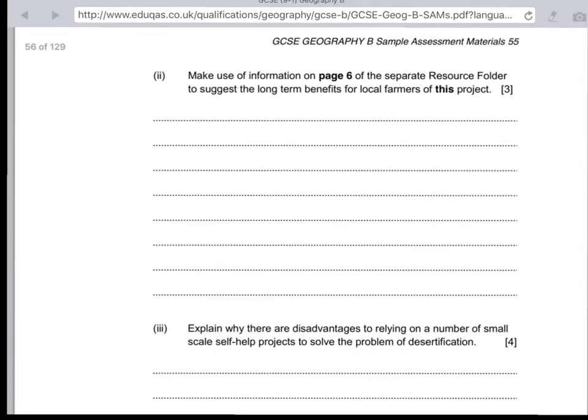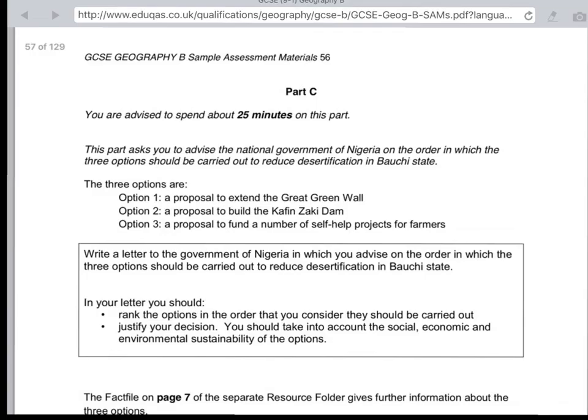So if you have a look here, what you will see is it says this part asks you to advise the national government on the order of which the 3 options should be carried out. So just changing the colour of the pen. So the important bit here is you're looking at the order. So you have to say, this is my best, this is the second best, this is the third best. You've got the 3 options here, so you must talk about all 3.